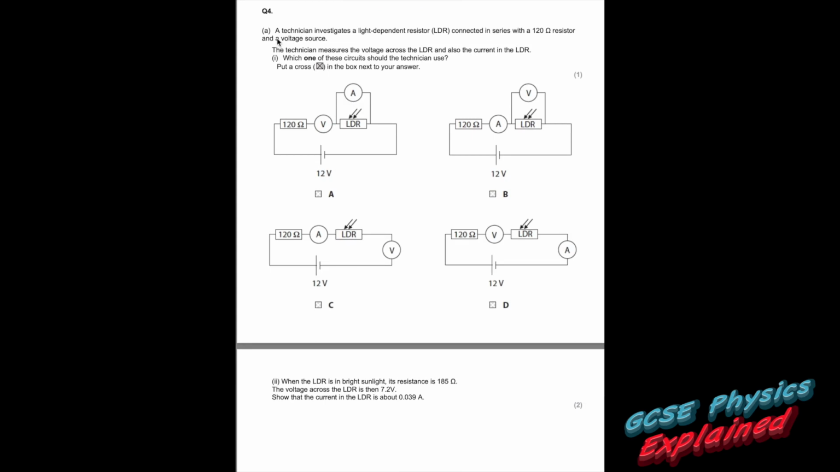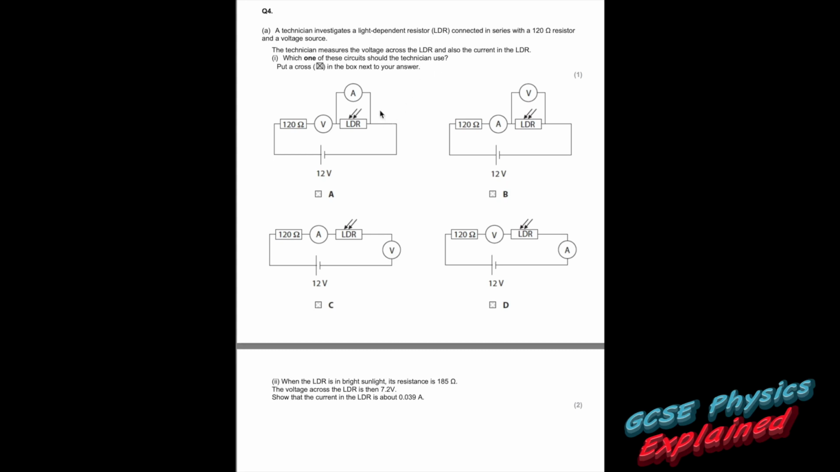Question 4. Part A. The technician investigates a light-dependent resistor, LDR, connected in series with a 120 ohm resistor and a voltage source. The technician measures the voltage across the LDR and also the current in the LDR. Which one of these circuits should the technician use?